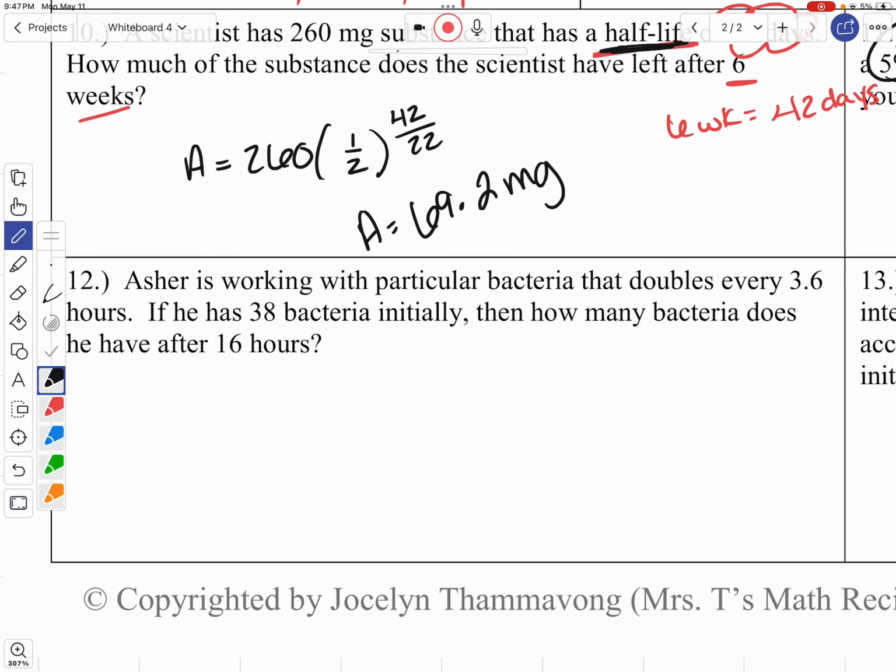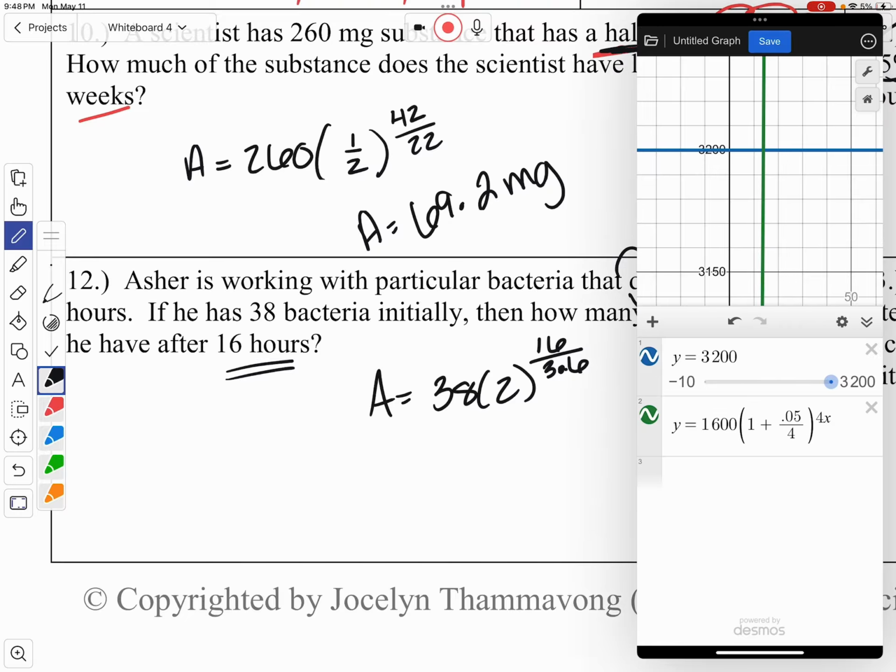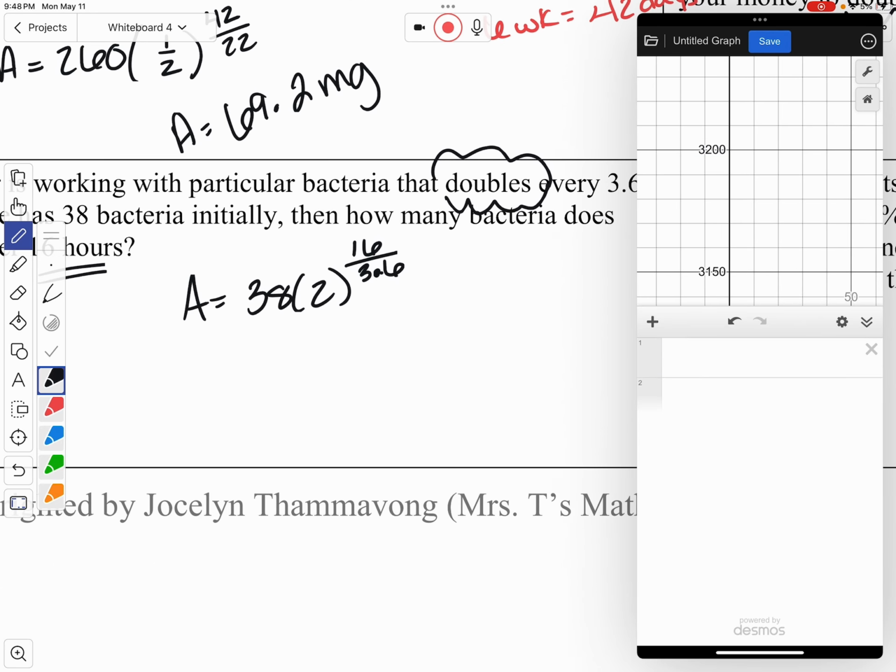Let's see. There's that doubles. Okay. Asher is working with a particular bacteria that doubles every 3.6 hours. If he has 38 bacteria initially, it's going to double. Then how many bacteria does he have after 16 hours? So what we're going to look at is 38 bacteria. They're going to double. We're watching this bad boy for 16 hours, and it's going to double every 3.6. And that's a straight calculator question.